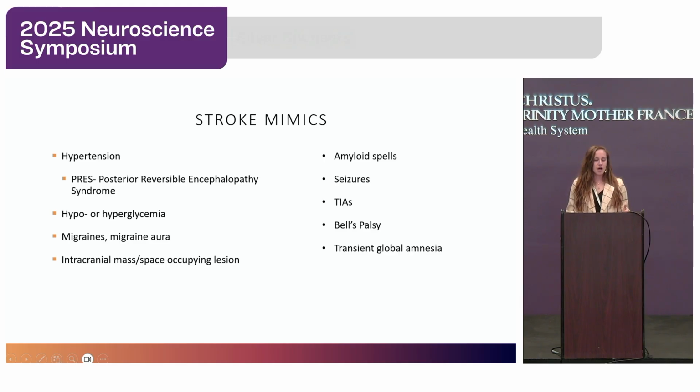Blood sugar is a really common culprit. We get a lot of stroke codes to the ED and the patient's sugar is in the 50s or the patient's sugar is in the 750s. Either extreme can do that. Migraines, sometimes you have stroke-like migraine that actually gives you hemiplegic symptoms, or their migraine comes with stroke-like symptoms.